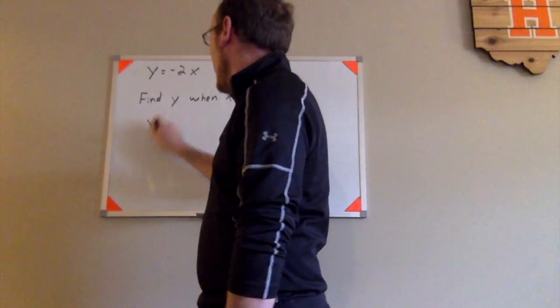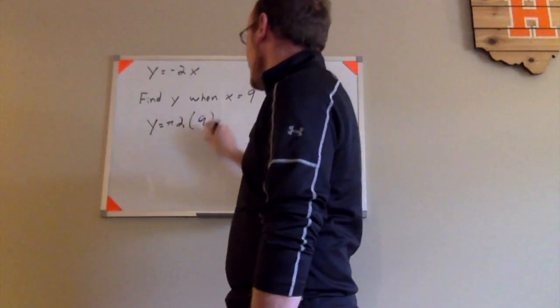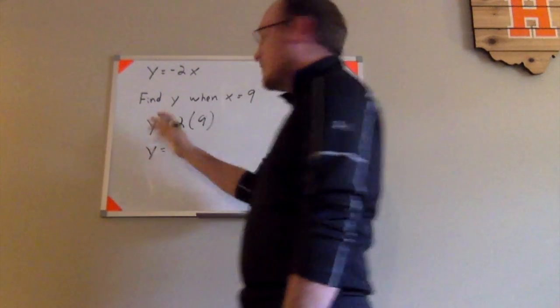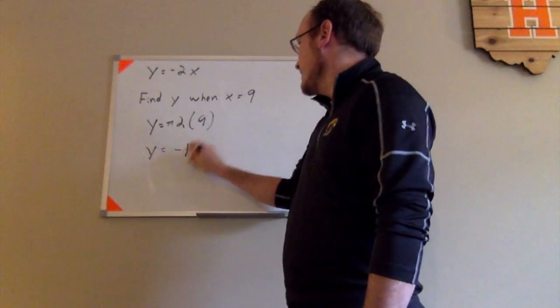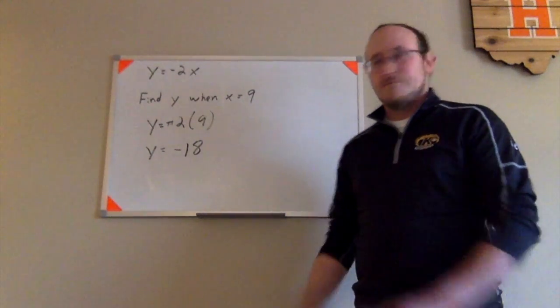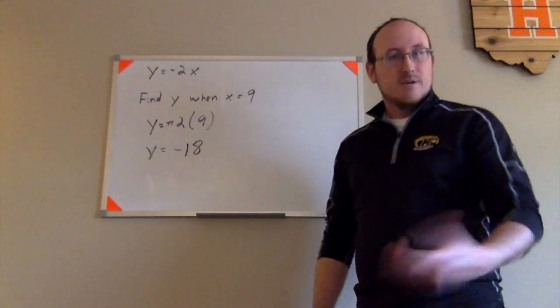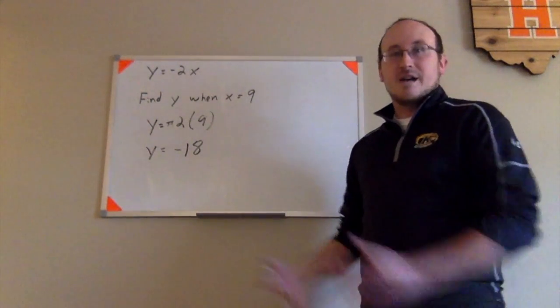So we would have y equals negative 2 times 9. And then we just need to simplify. The y is already by itself here, and negative 2 times 9 is negative 18. I apologize for the sloppiness of that writing, but y would be negative 18 when x is 9. And that's how you use your direct variation function to either find x or find y.